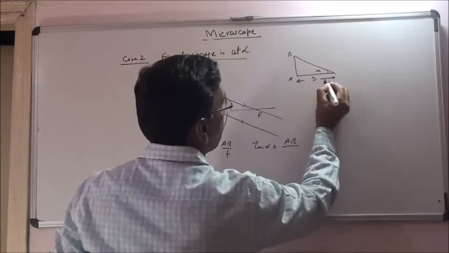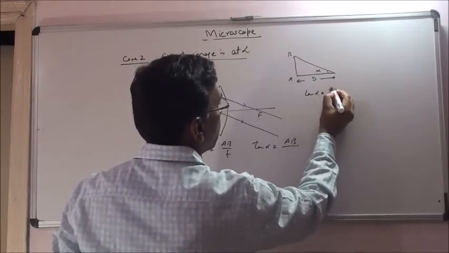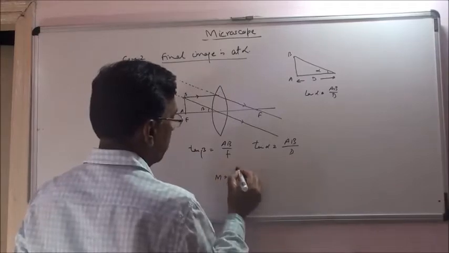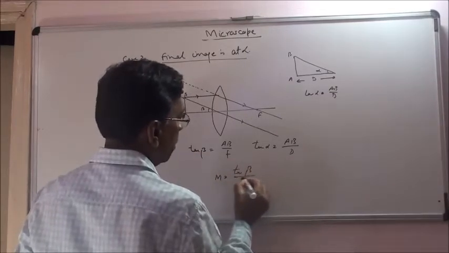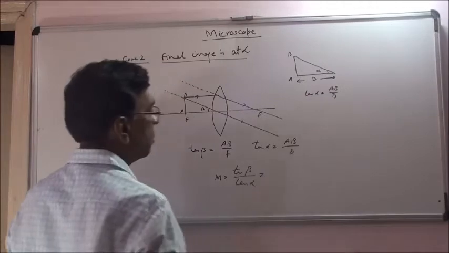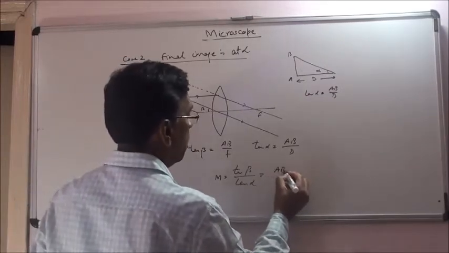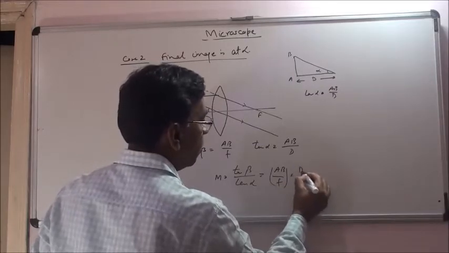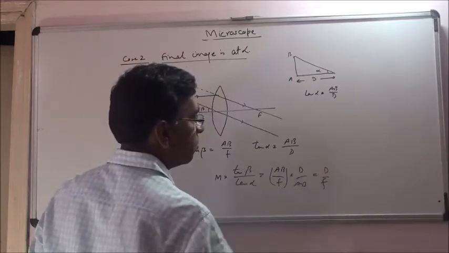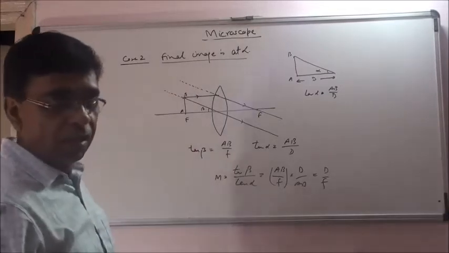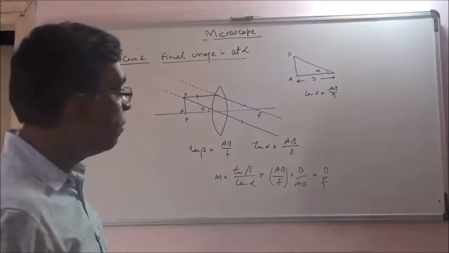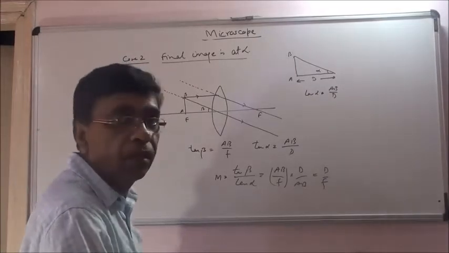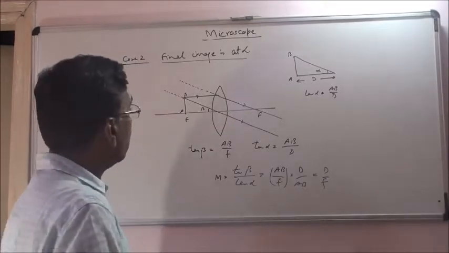This is the diagram that I used. So tan alpha is AB by D, and M is tan beta by tan alpha. So it is AB by F, and this is AB by D. So it is D by F. We are using single lens, so 1 plus D by F when the final image is at least distance of distinct vision, and M is equal to D by F when it is at infinity.